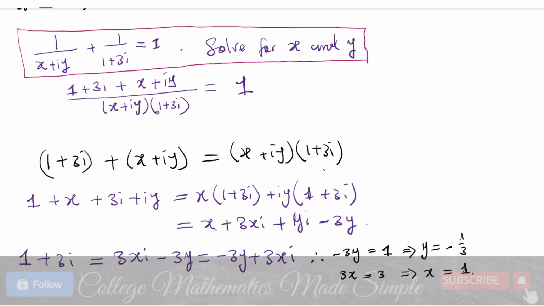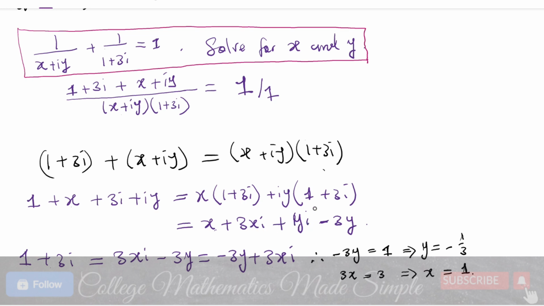So when we do that, here we remain with what is in the numerator, which is 1 plus 3i plus x plus iy. Now 1 multiplied by what is in the denominator, we have (x plus iy)(1 plus 3i). Now I expand what is on the right hand side. So x on 1 plus 3i and iy on 1 plus 3i. So this is just x plus 3xi plus yi.